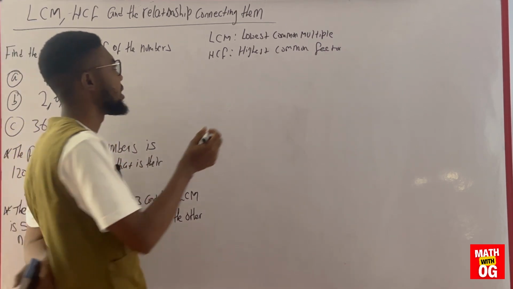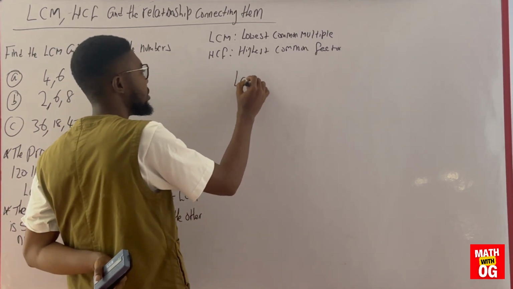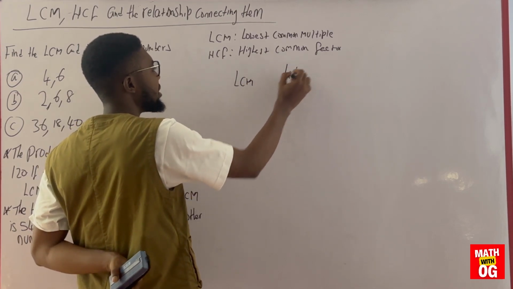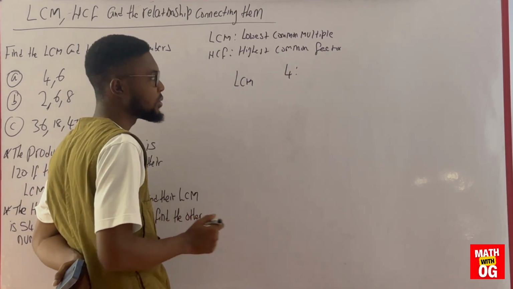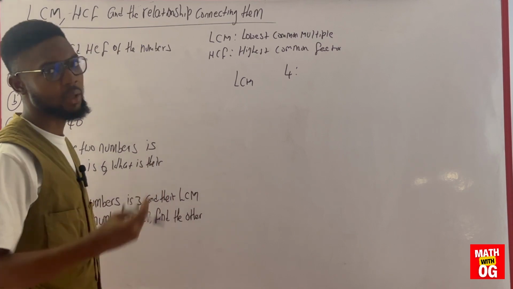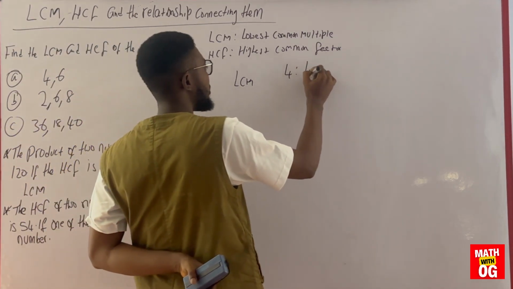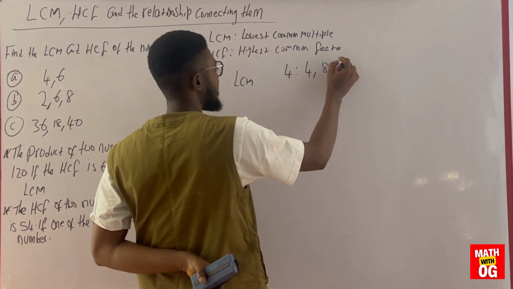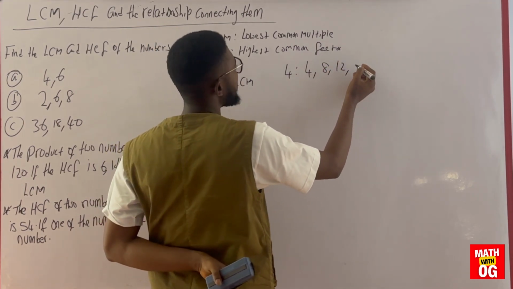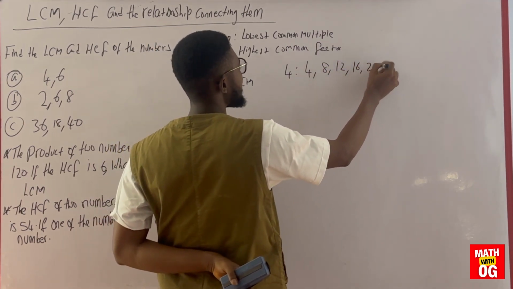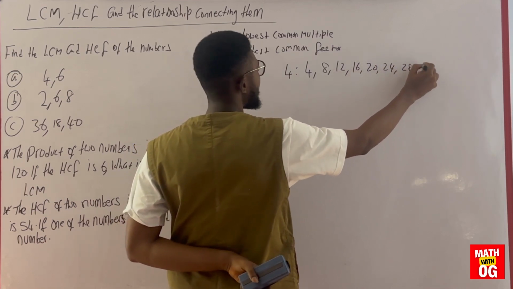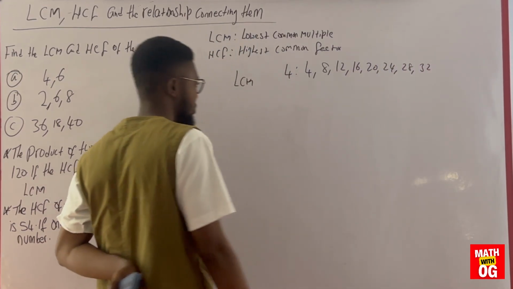Inside those that are common, the lowest common multiple is your LCM. So if we are solving for 4 and 6, I'll bring out the multiples of 4. Like we said, for multiples of a number, you keep multiplying that number by whole numbers. So starting with 4 times 1, you have 4. Next, you have 8, 12, 16, 20, 24, 28, 32, and so on.